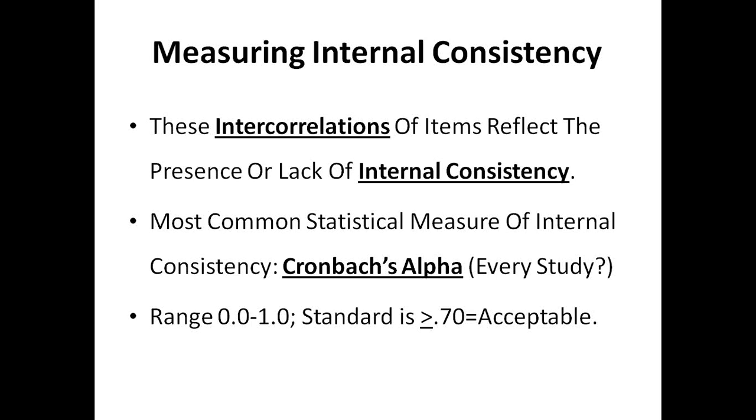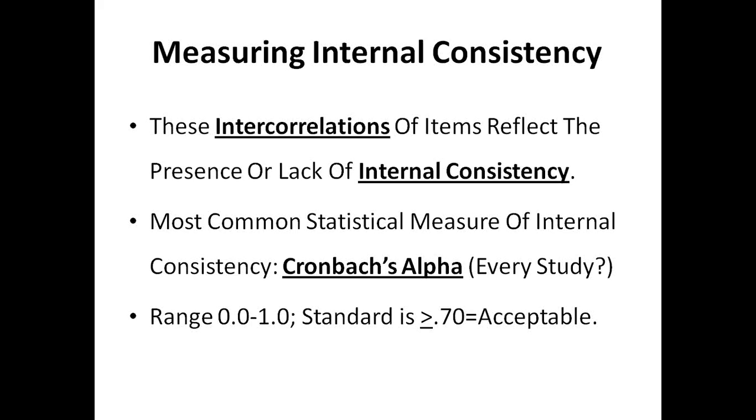So the most common measure of internal consistency is the Cronbach's alpha. And you can see here in parentheses, I say every study, right? Because it seems like the Cronbach's alpha is in every study. And it's the most commonly used indicator of good properties of a scale. If there's nothing else reported in a paper about a scale's psychometrics or its reliability, the Cronbach's alpha will be there all by itself.